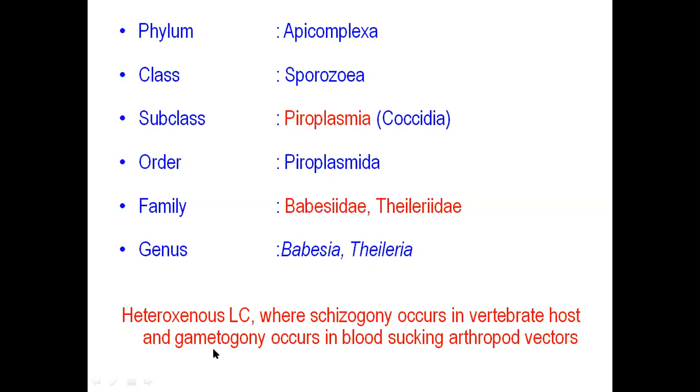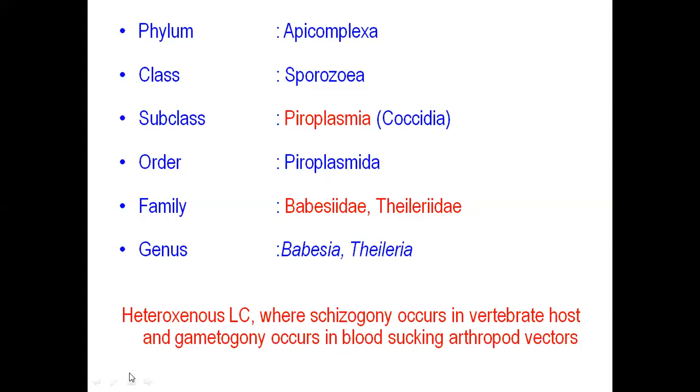Okay, so here the parasites are strictly obligatory, and they have a heteroxenous life cycle, meaning an indirect life cycle, where unlike in case of coccidia, where there is schizogony and gametogony in the same host, under Babesia and Theileria there will be schizogony in the vertebrate host, and gametogony in another host. That means in the blood-sucking arthropod vector. So asexual reproduction occurs in the vertebrate host, whereas sexual reproduction occurs in the arthropod vector.